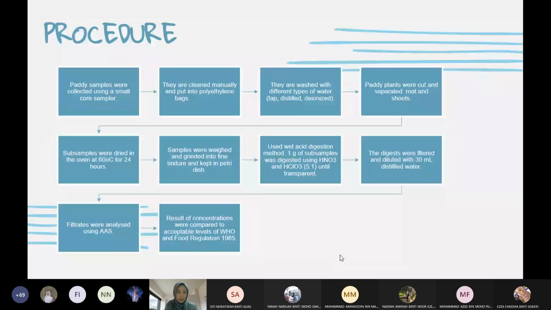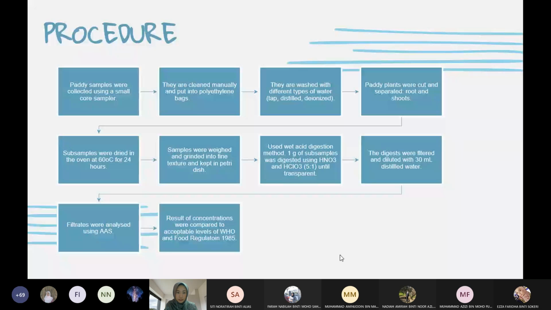The procedure for flora sampling. First of all, we can see that paddy samples were collected using a device called a small core sampler. The paddy samples are then cleaned manually before being put into polyethylene bags to get rid of small debris, small rocks, pebbles, stones or mud.